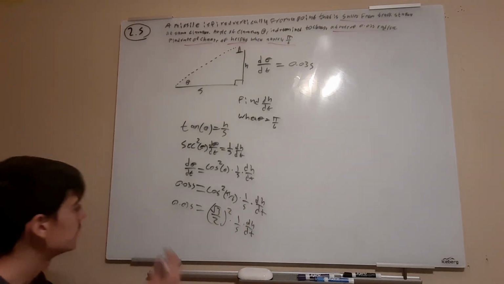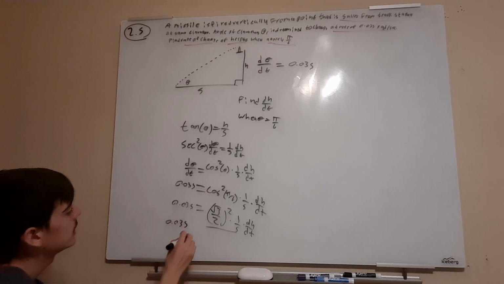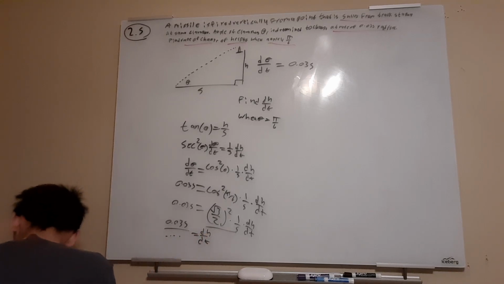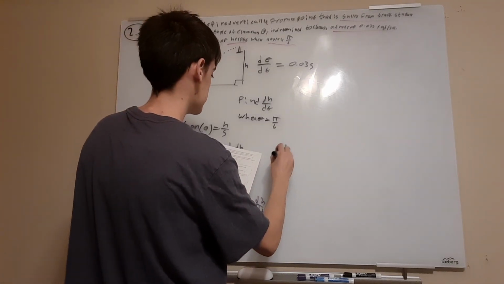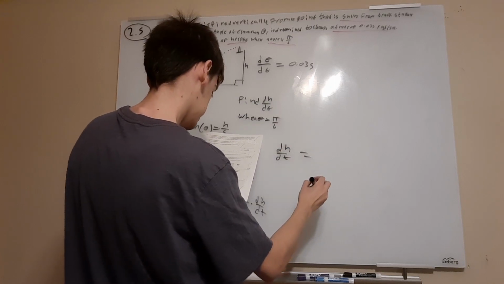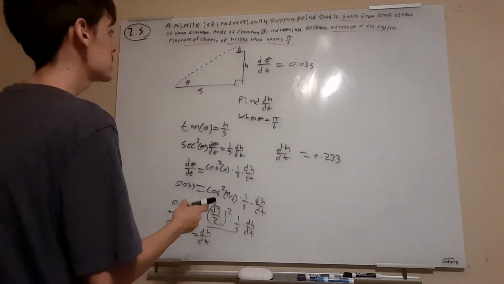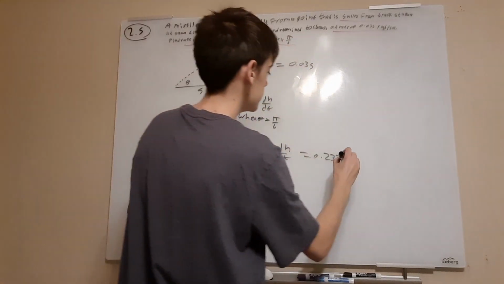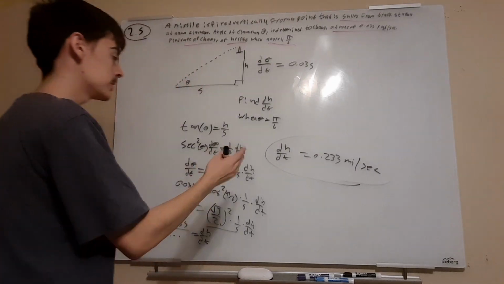So now let's just divide both sides by these constants. So 0.035 divided by all of this is going to equal dh dt. And you just plug that into your calculator because it's related rates, it's calculator active. And that is going to give us that dh dt is equal to 0.233. And now we need our units. We're talking about miles, and it says it's changing per second, so this is going to be miles per second. And that is our answer.